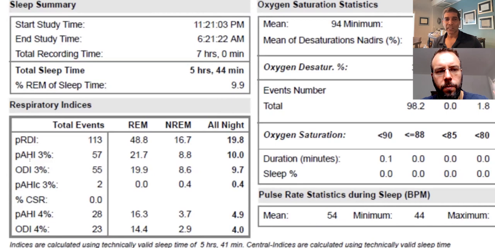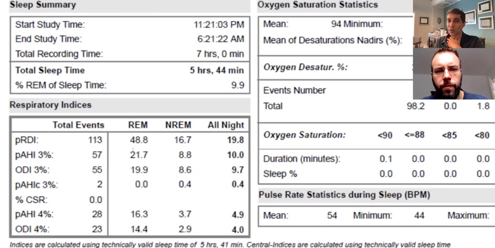I look at the PHI 3%. Using a WatchPAT, how many times does this person completely stop breathing or partially stop breathing per hour with a 3% drop in oxygen? 10 times per hour. So remember I said 0 to 5 is normal, 5 to 15 is mild, 15 to 30 is moderate, and 30 and above is severe. So this falls squarely into the mild category. But if you look at the non-REM versus REM, in non-REM, that 10 is actually 8.8 per hour.